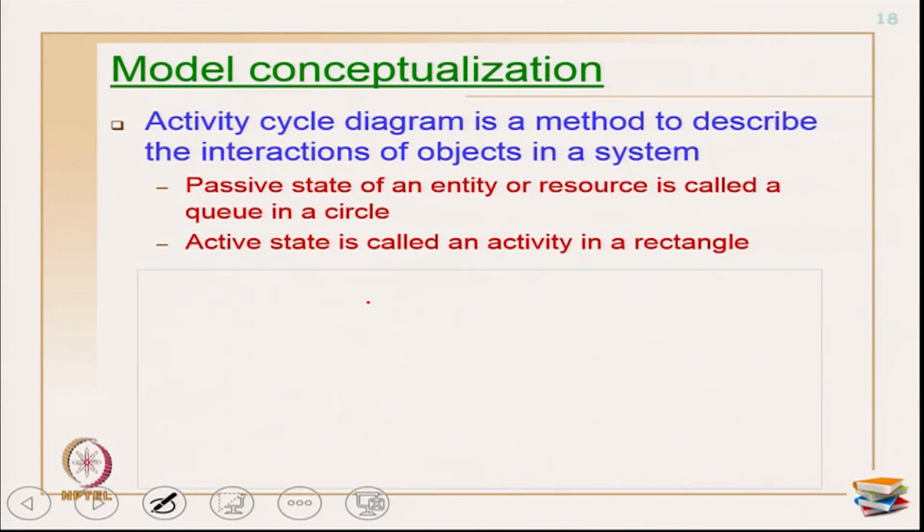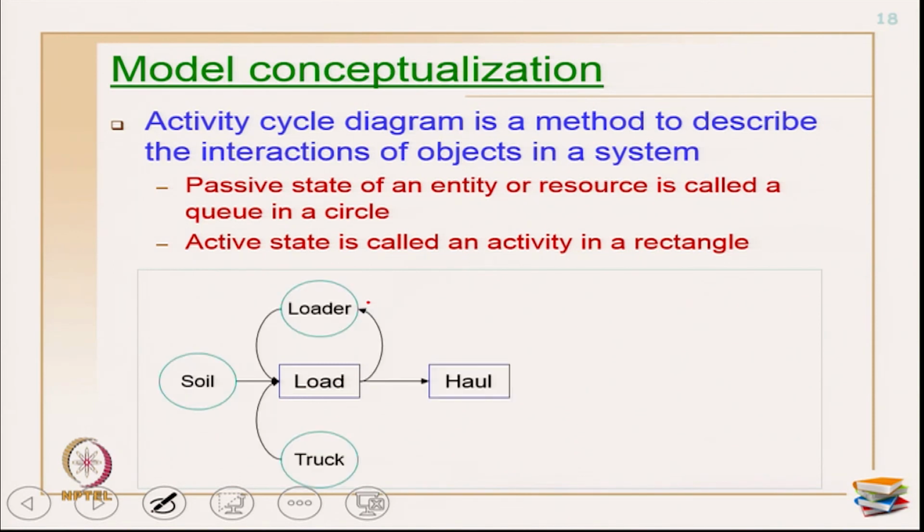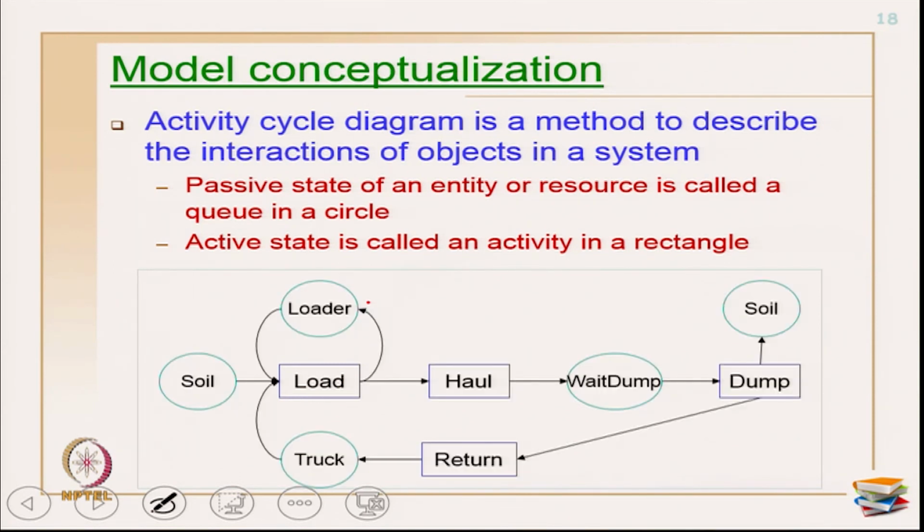Now, as I told you, let us see what this is. This also I have shown you on ACD. This is primarily called an ACD diagram. I would have explained this while I was taking you through the earth cutting example in the first few classes. Here I have 2 nodes, one is a circle or oval and the other is a rectangle shape. ACD is primarily a method to describe the interactions of the objects in a system.